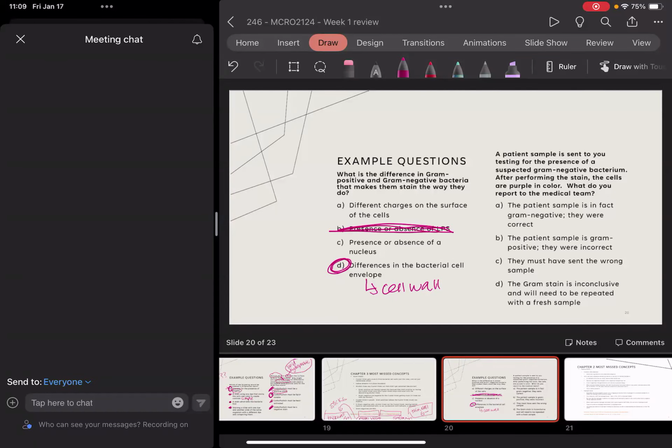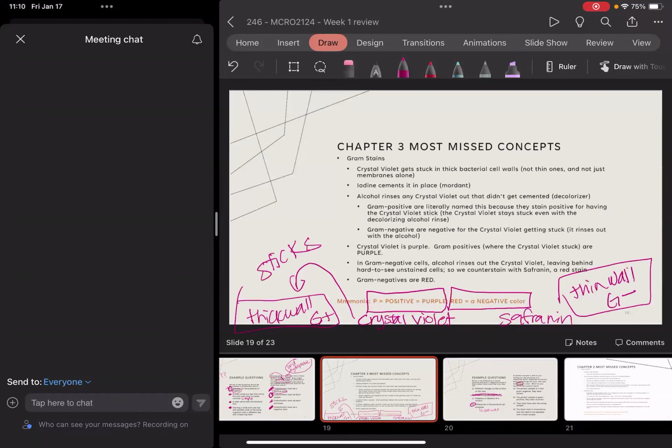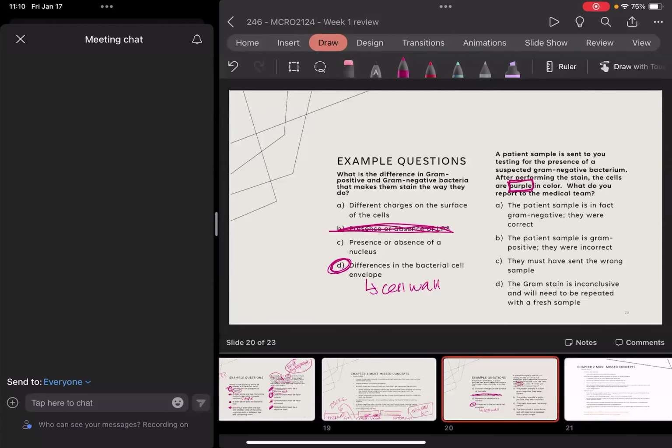After performing this gram stain, your cells are purple. We already looked at this. Look at this. It's purple. It's positive. So, what are you going to tell the medical team? They thought it was going to be a gram negative, but it turned out it was purple. Are you going to tell them that the sample is in fact gram negative and they're correct? Are you going to tell them the sample is gram positive, so they were incorrect? Yeah, that's what you're going to tell them.